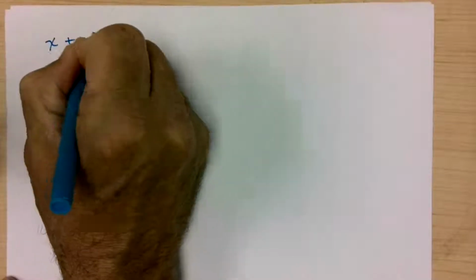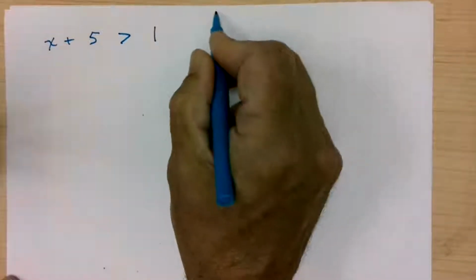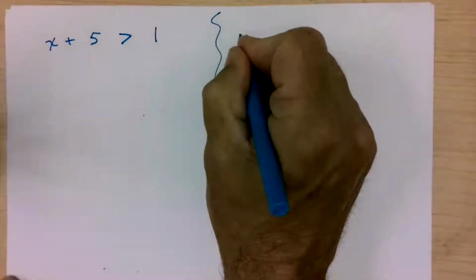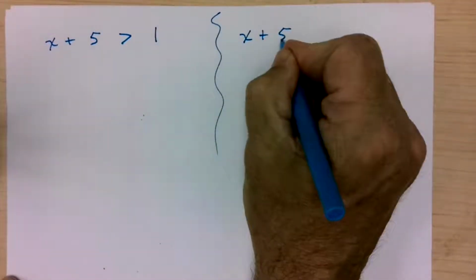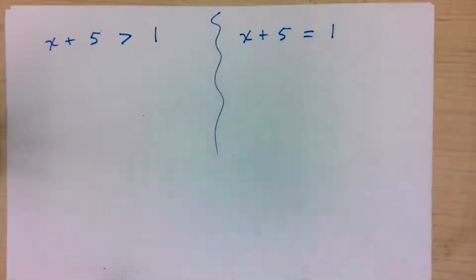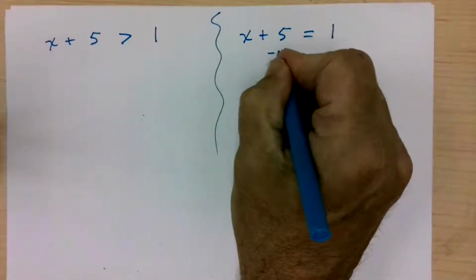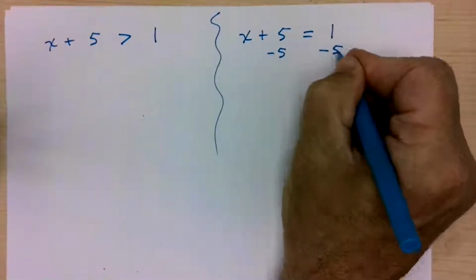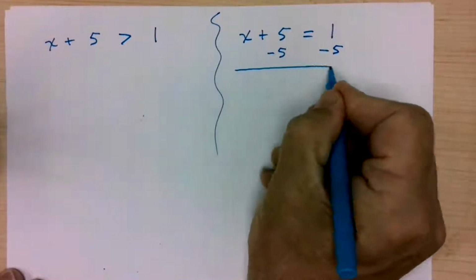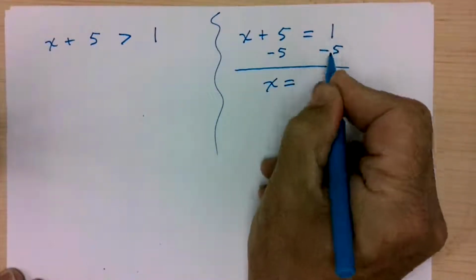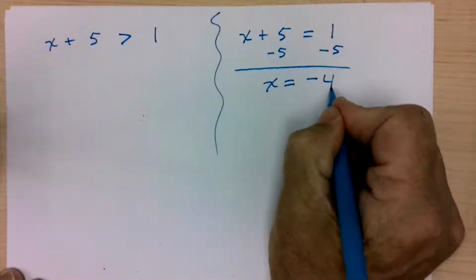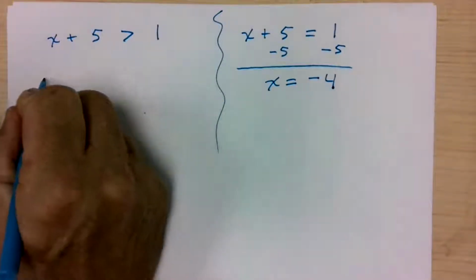Let's take a look at x plus 5 is greater than 1. So my approach is to solve it as an equal sign. x plus 5 equals 1. So we're going to add negative 5 to both sides. Negative 5 here, negative 5 here. And I get x equals 1 minus 5, x equals negative 4. So negative 4 is my cut point.